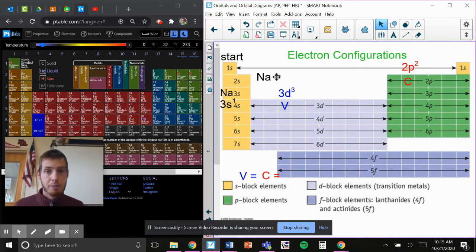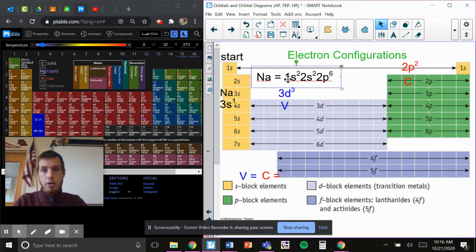You need to summarize. So with 1s at the beginning, there are 2 of them. 2s, there are 2 of those. 2p, there are 6 of those we go past. 1, 2, 3, 4, 5, 6. And we're stopping here on 3s. And you'll notice that those are the same.